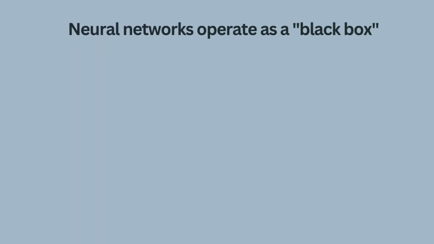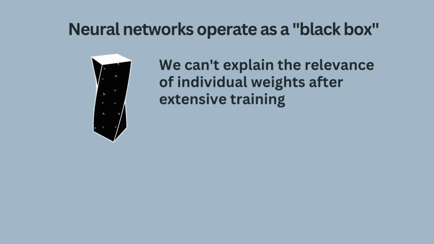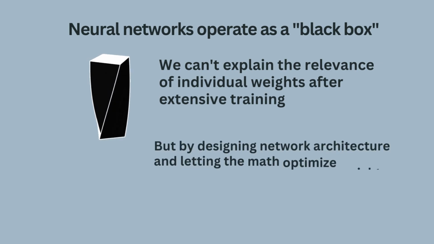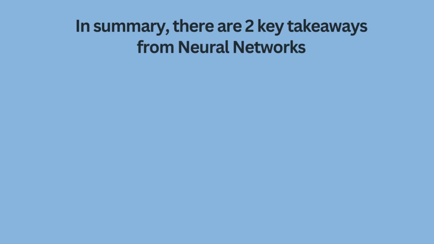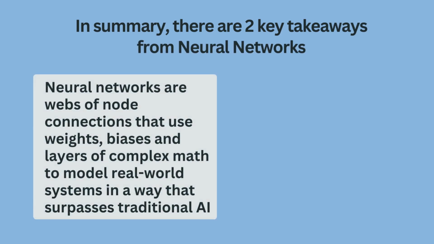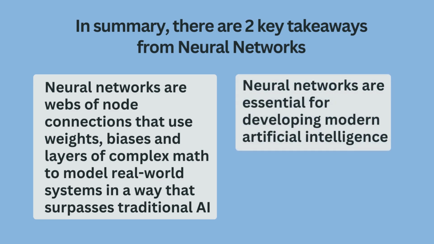Neural networks operate as a black box. We can't explain the relevance of individual weights after extensive training. But by designing network architecture and letting the math optimize weights and biases, neural networks produce state-of-the-art results for tasks like image recognition, translation, and more. In summary, there are two key takeaways from neural networks. Neural networks are webs of node connections that use weights, biases and layers of complex math to model real-world systems in a way that surpasses traditional AI. Neural networks are essential for developing modern artificial intelligence.